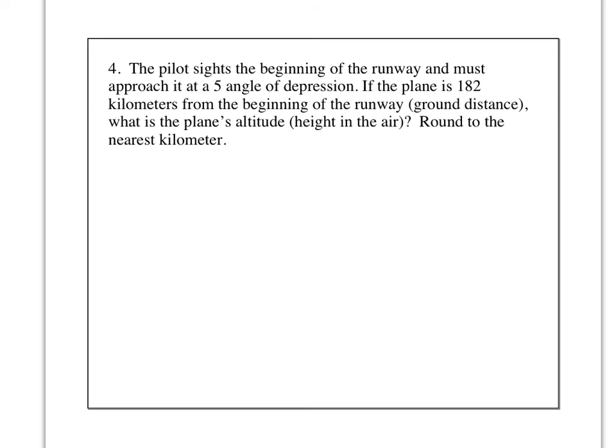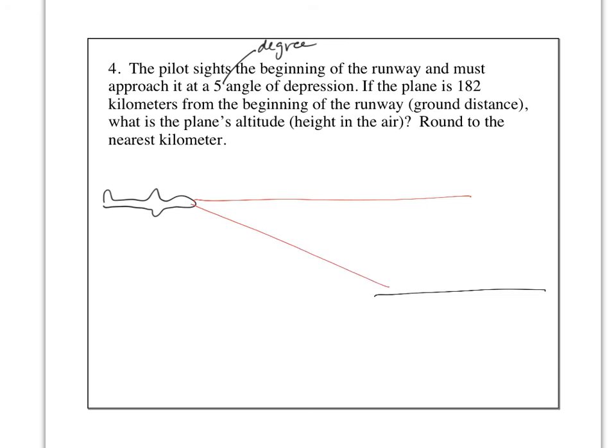The pilot sights the beginning of a runway and must approach it at a 5-degree angle of depression. Okay, so let's try to figure that out. There's a plane flying, right? And it sees a runway. So let's say this is the runway over here. And it has to do an angle of depression of 5 degrees. So from this plane down to the runway, we want this angle to be 5 degrees. And if the plane is 182 kilometers from the beginning of the runway ground distance.